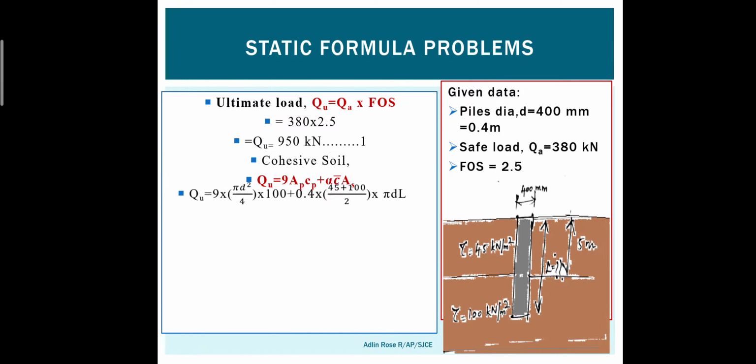First, substitute into the formula 9 into Ap. What did I say Ap is? Ap is the cross sectional area. Since it's a circular pile, the cross section is going to be a circle. So the circle area Ap is pi by 4 d square. So pi by 4 d square into 100.